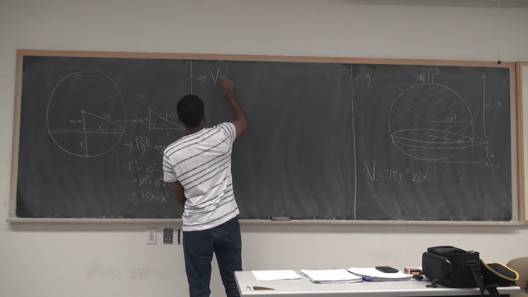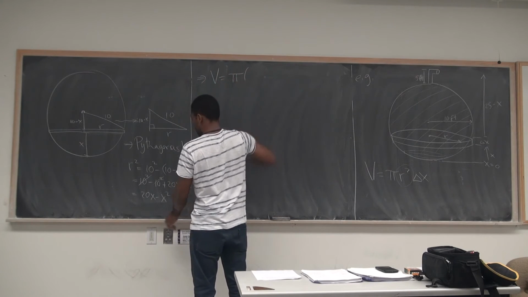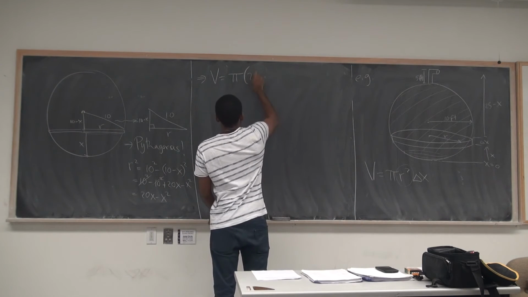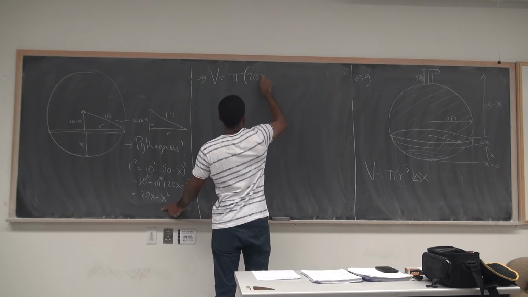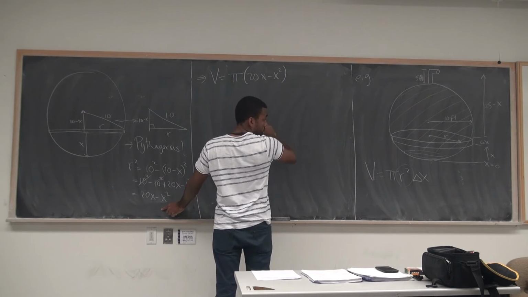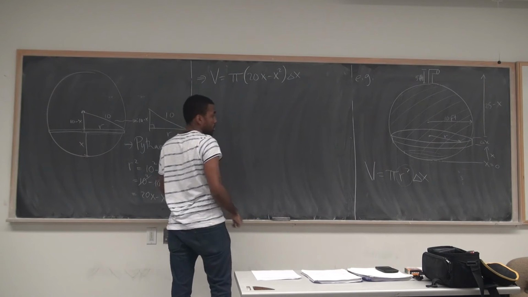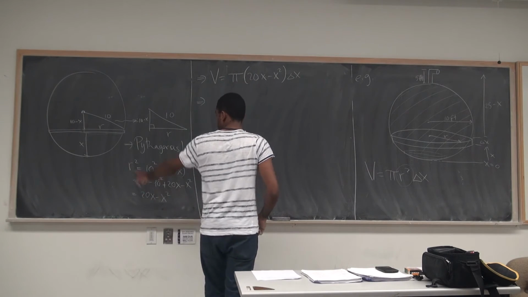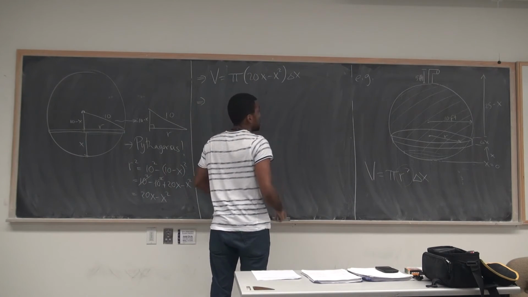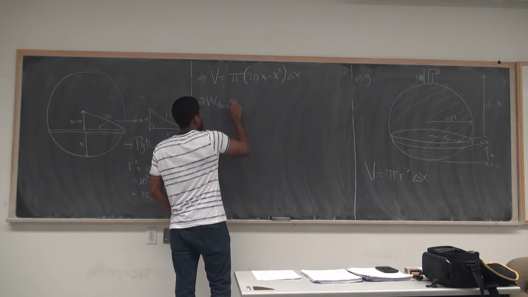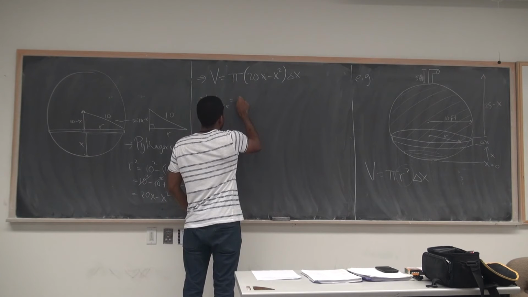This means my volume is pi times r squared, which is 20x minus x squared times delta x. Yeah, because this is already r squared. So now my work to move this slice is going to be the integral from 0 to 25.